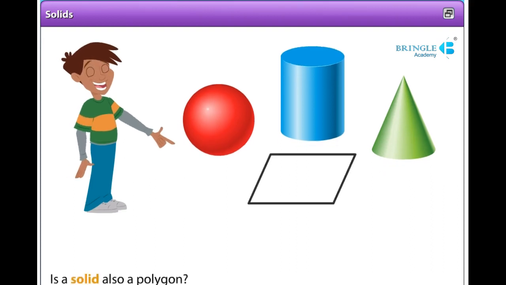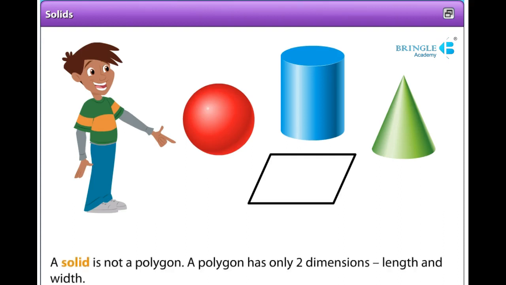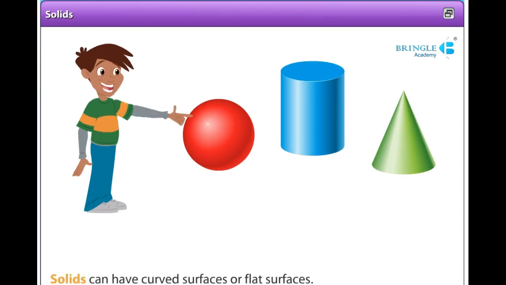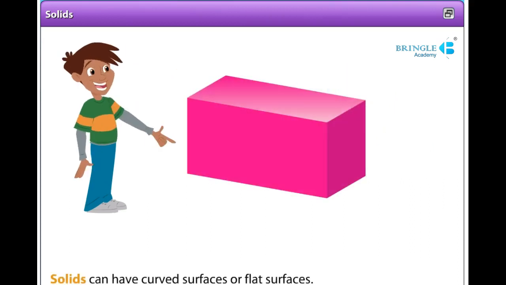Is a solid also a polygon? A solid is not a polygon. A polygon has only 2 dimensions: length and width. Solids can have curved surfaces or flat surfaces.